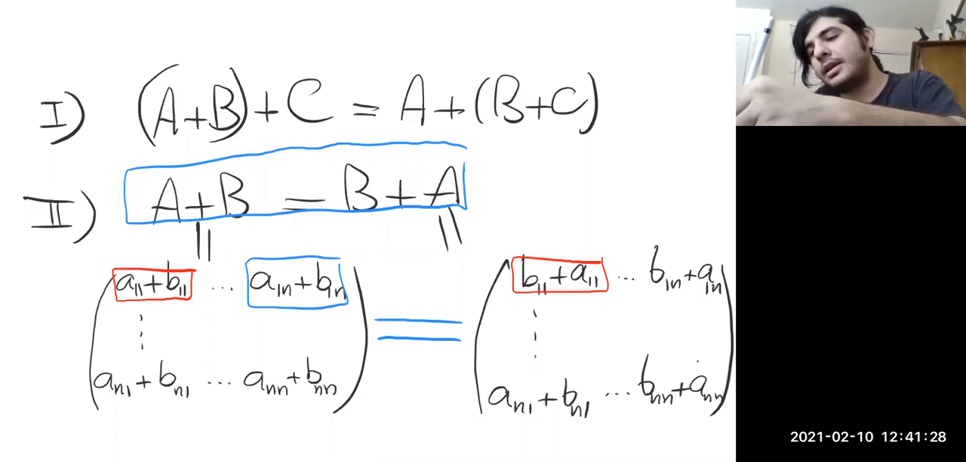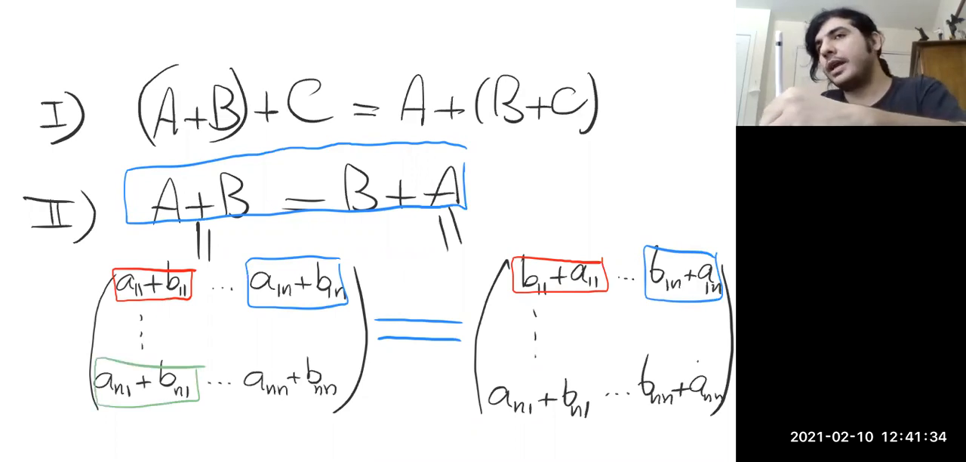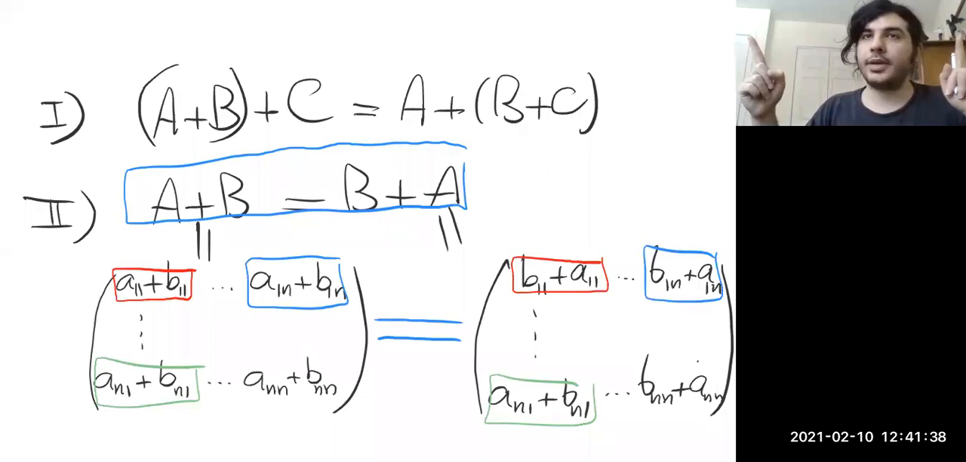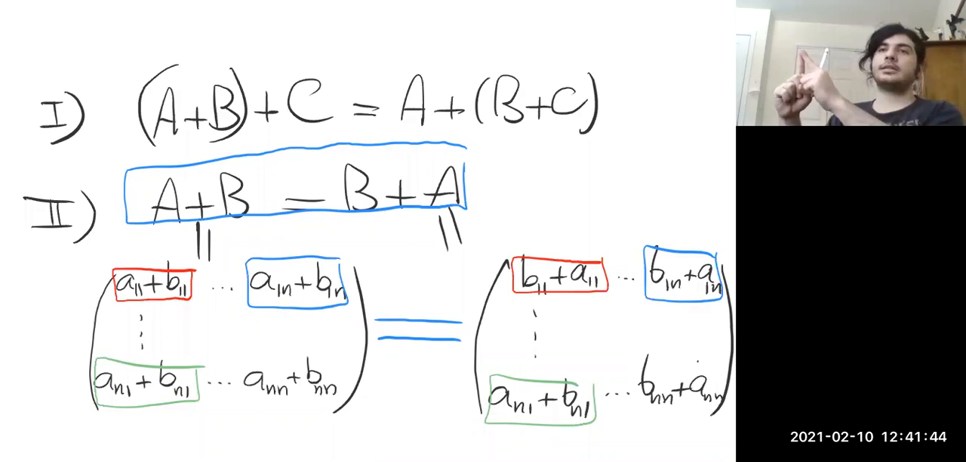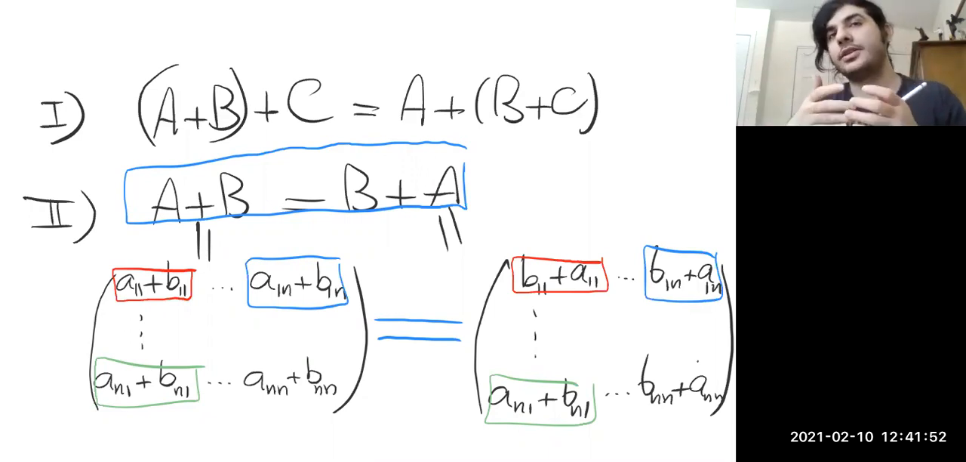A1n plus B1n is equal to B1n plus A1n. The same thing holds for any two components and the corresponding component in the other matrix. So all components are equal to their corresponding components in the other matrix. So these two matrices are equal. So it has the second part of the definition of a vector space. That's good.